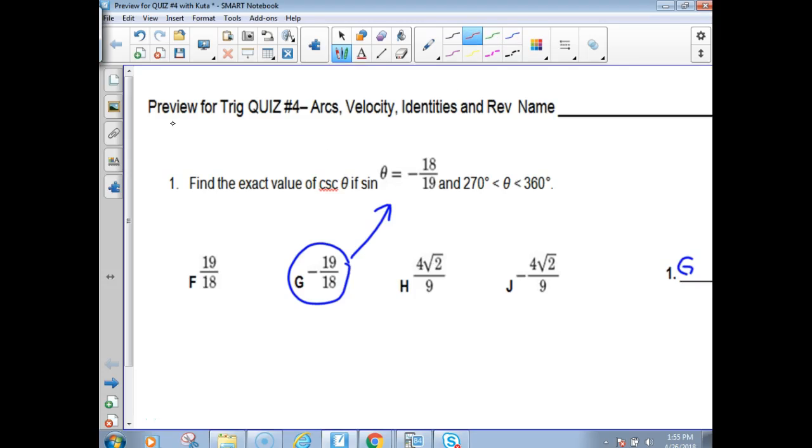Okay, we're checking the quiz preview for Trig Quiz 4 now. Find the exact value of the cosecant of theta if the sine of theta is negative 18/19 and you're in quadrant 4. That's my 4th hour for you. All right, thank you. So all I did was do the reciprocal because cosecant's the reciprocal of the sine.